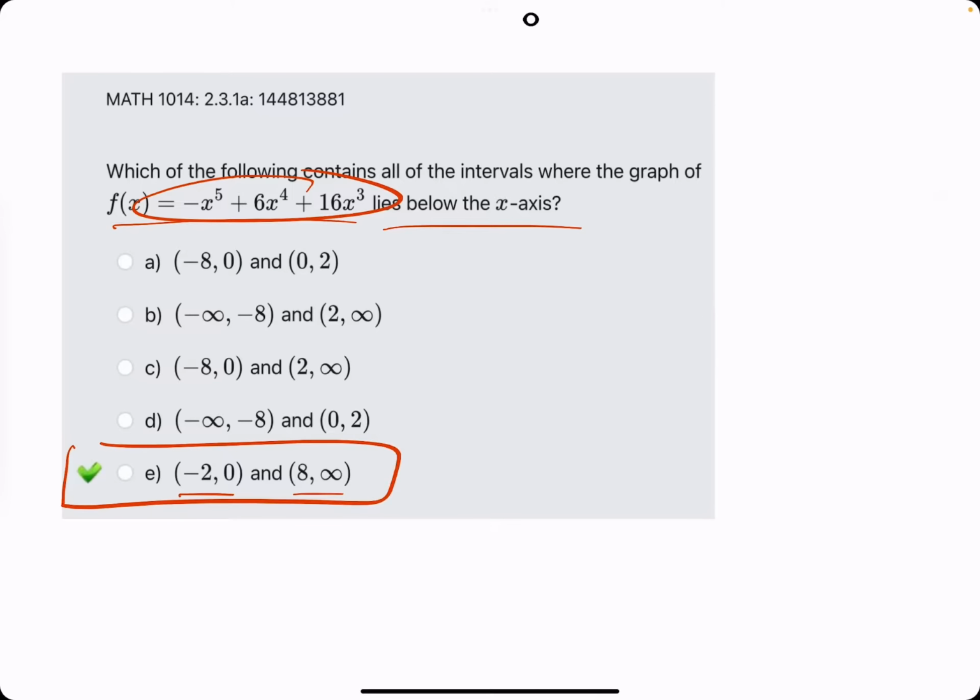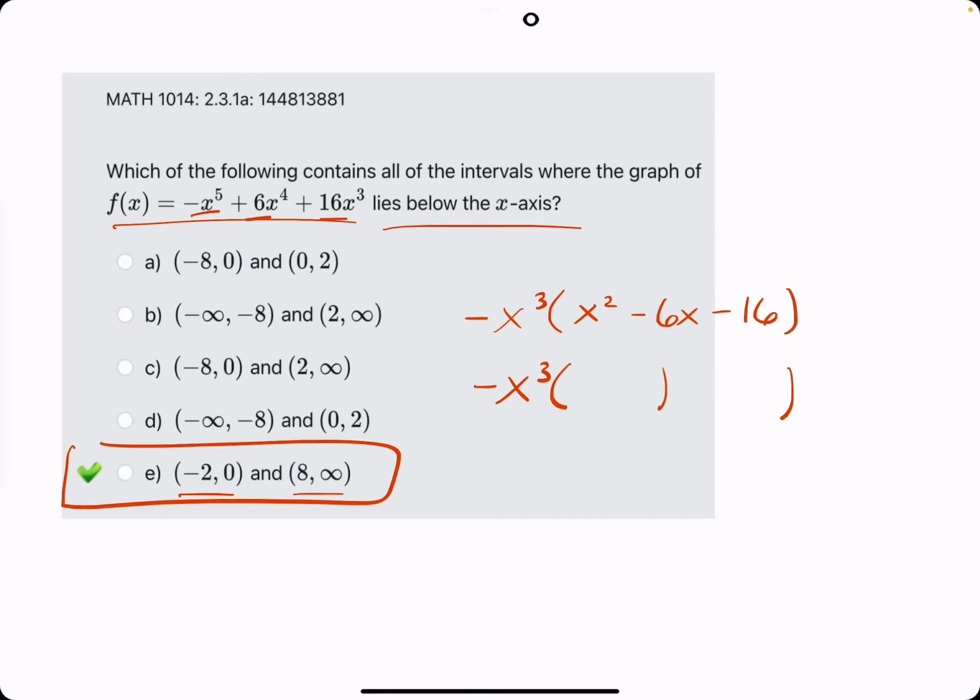Factor this expression as far as you can, starting with pulling out a greatest common factor of -x cubed. I would factor out a -x cubed because that will leave you with the easiest thing to factor. When we factor out -x cubed from these three terms, we get positive x squared, -6x, and then -16. So once we divide all those terms by -x cubed, we are left with this. So we have -x cubed as a factor.